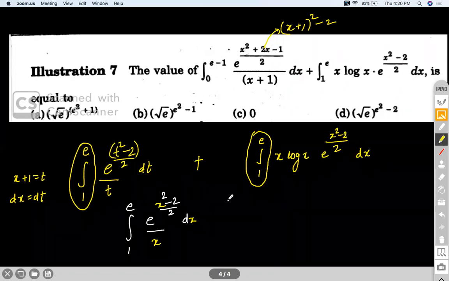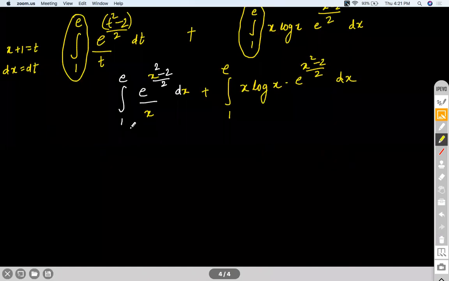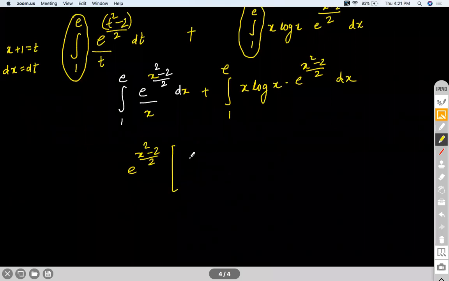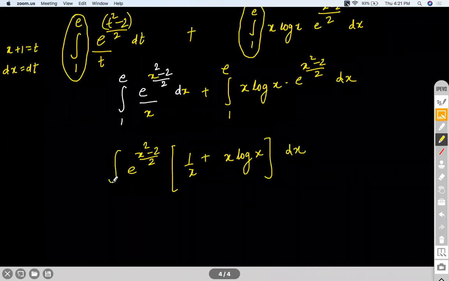Getting my point? So when you're talking about conversion of t back to x, think as if there was no previous relationship between t and x. Start with a new problem per se. So this becomes the same function. You can combine these two functions and write it as a single function: e to the power (x square minus 2) by 2, times (1 by x plus x log x), integration from 1 to e.